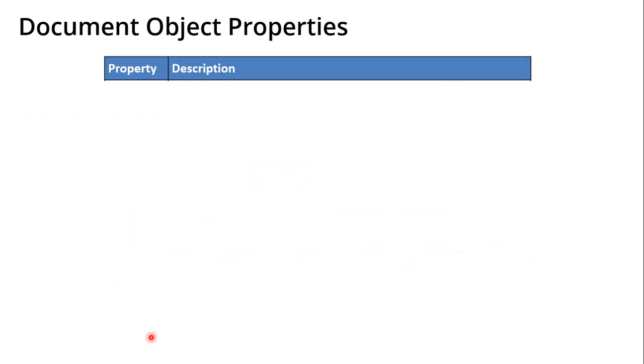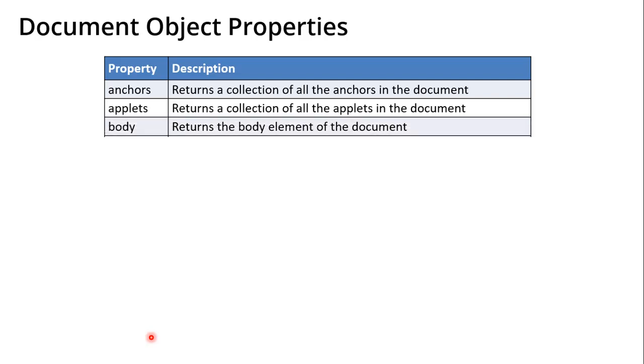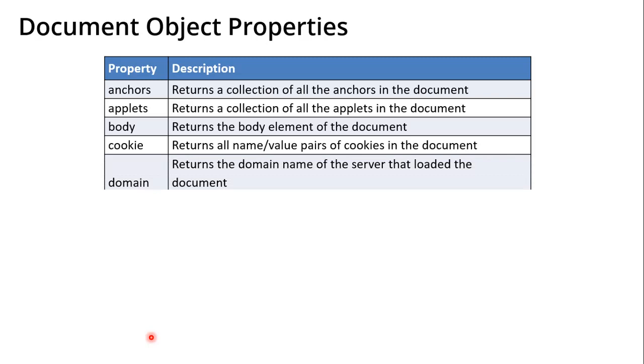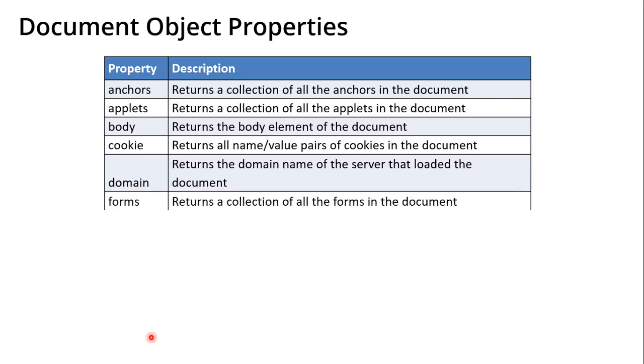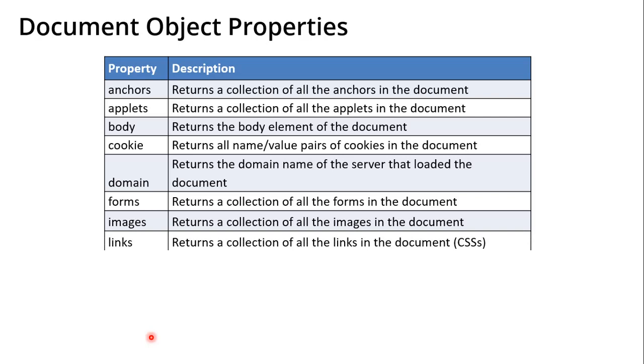Document object properties. The first property is anchors. It returns a collection of all the anchors in the document. Next is applets. It returns a collection of all the applets in the document. Body returns the body element of the document. Cookie returns all name/value pairs of the cookies in the document. Domain returns the domain name of the server that loaded the document. Forms returns a collection of all the forms in the document. Images returns a collection of all the images in the document. Links returns a collection of all links in the document.